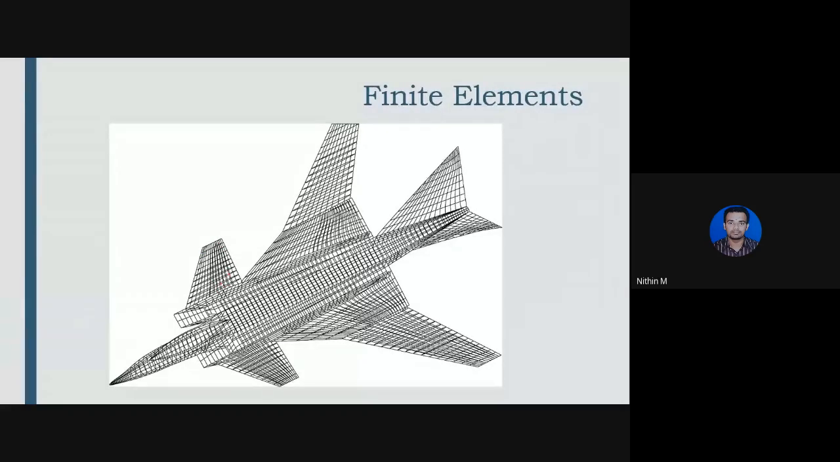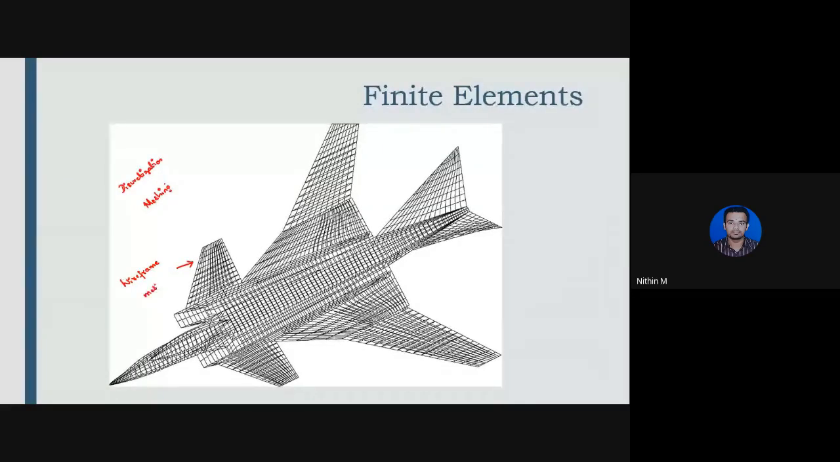So this process of dividing a continuous body into smaller number of connected elements is called discretization, or in simpler terms, it is also known as meshing. So what is the model that you are seeing here is called a wire frame mesh of the aircraft.